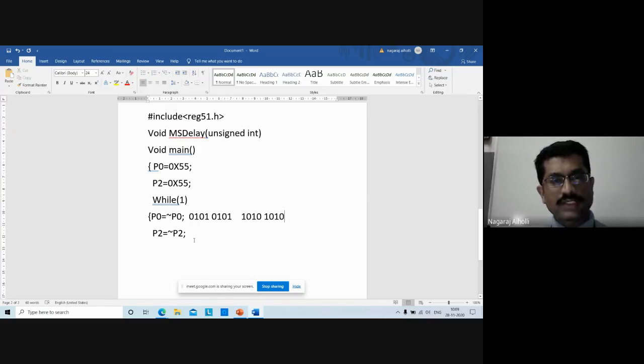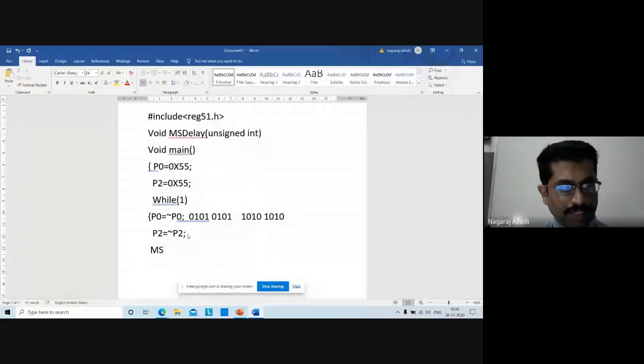So this is nothing but toggling. 0 to 1, 1 to 0, 0 to 1, 1 to 0. P naught is equal to not of P naught. That means first it is 55. Not of 55 will be AA. Then P2 is also the same. 55 will be toggled and it will become AA. Then we will call the delay function.